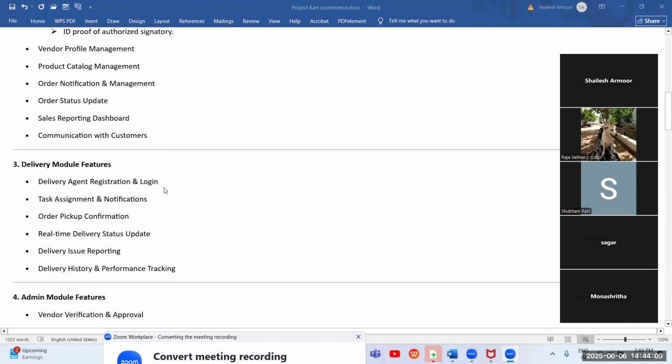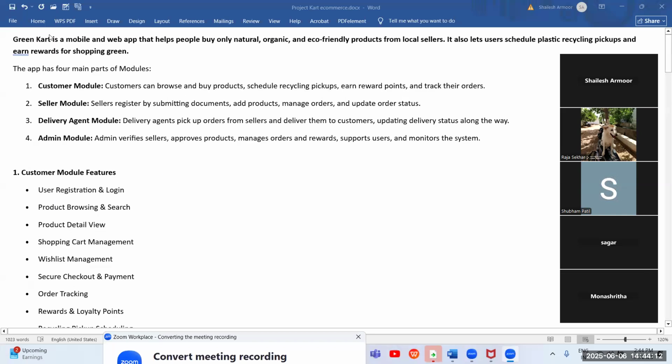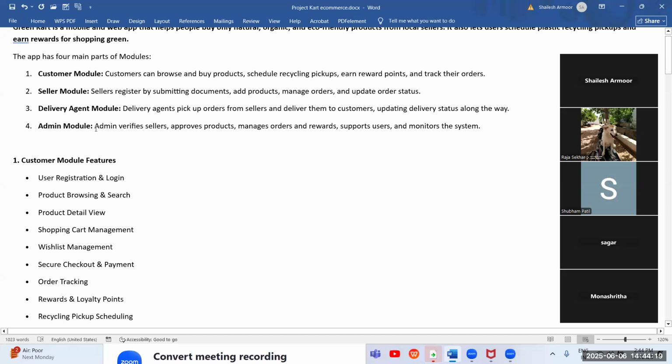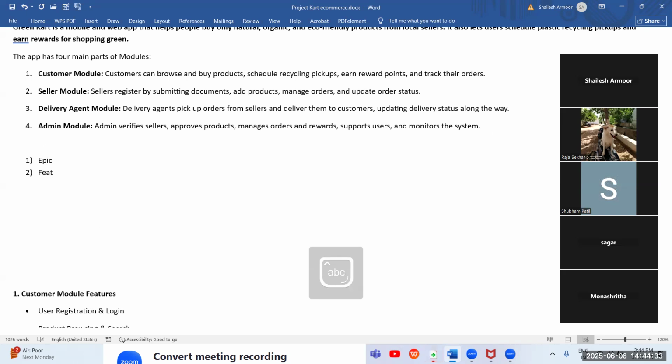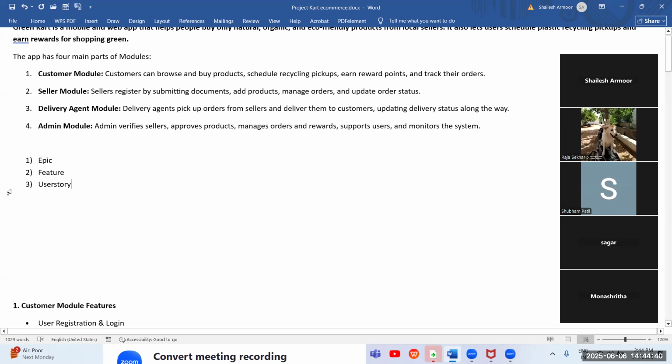First of all, before any project starts, it will be classified into three types. One is epic. Second one is feature. Third one is user story. Just pay attention: not only from the business analyst perspective, but in any software industry, whether data analyst or developer, any software project will start with defining the epic. Epic means high level goal.